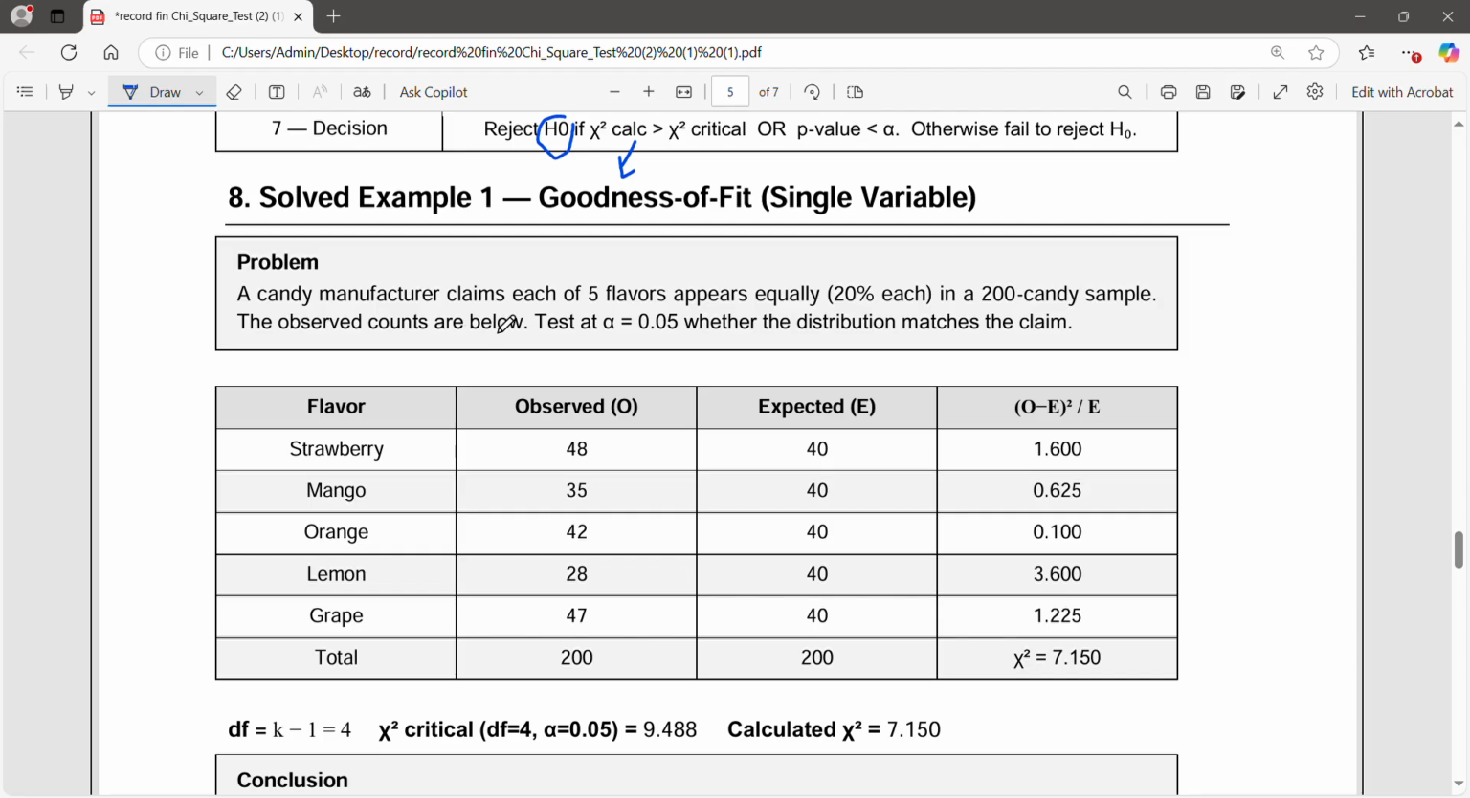A candy manufacturer claims each of 5 flavors, flavors 1, 2, 3, 4, 5, is 20% each, with 200 candy samples. So totally 200 samples are there, and the observed values are given. The observed counts are below, the significance level is 0.05, and we test whether the distribution matches the claim. The question gives only the flavor and observed values, so we should find the chi-square value using the formula we already discussed.